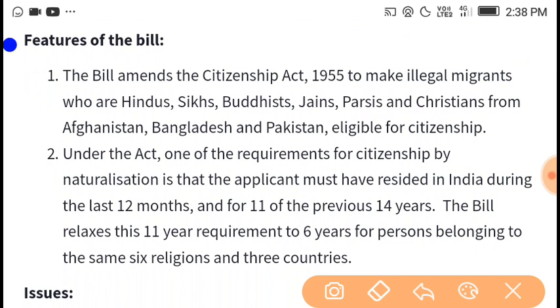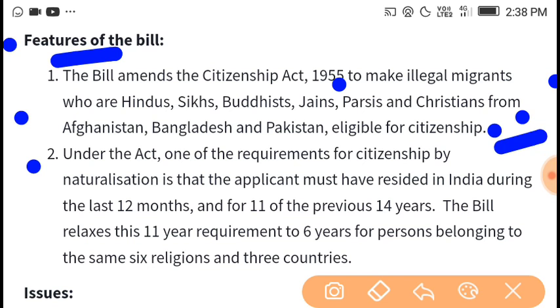Its features: it amends the Citizenship Act 1955 to make illegal migrants who are Hindus, Sikhs, Buddhists, Jains, Parsis, and Christians from Afghanistan, Bangladesh, and Pakistan eligible for citizenship.